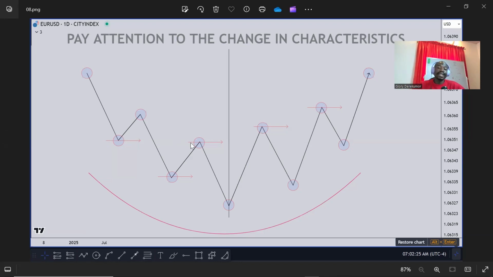This is a conceptualized idea of what a bullish reversal looks like, right? Bullish reversal meaning we're coming from a bearish market and we are reversing back to the upside in a bullish way, okay? Now, I've given you guys the concepts.